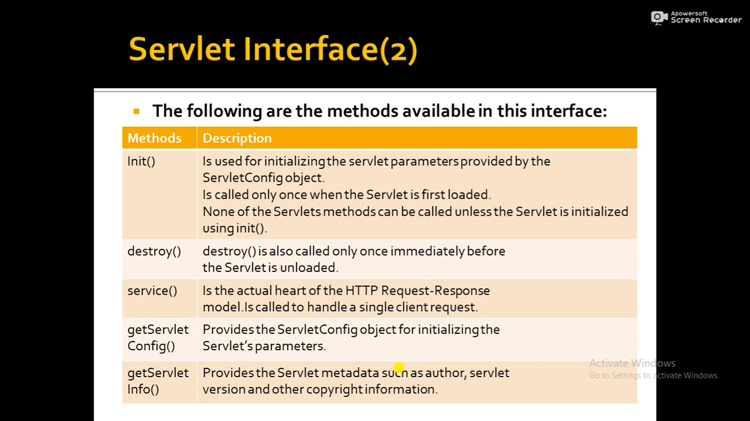Then the next part is getServletInfo. It provides the servlet metadata such as author, servlet version, and copyright information. This method needs to be overridden inside the servlet for it to return the required information.